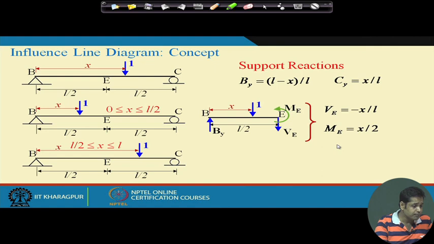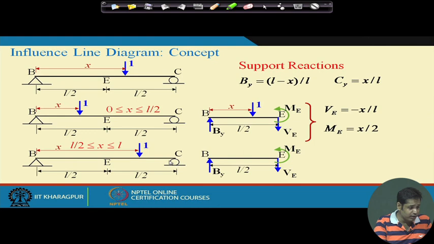Now, similarly take the same part for this case and draw the free body diagram. This is BE, there is no unit load here because the load is acting on EC. So, there will be no load here. Same VE and ME are the internal forces. Apply equilibrium conditions and VE will be this and ME will be this.